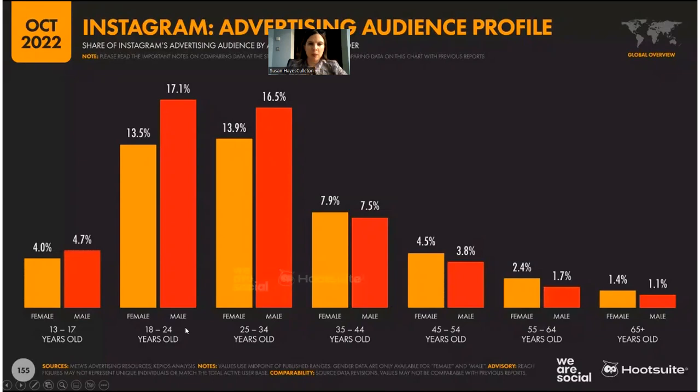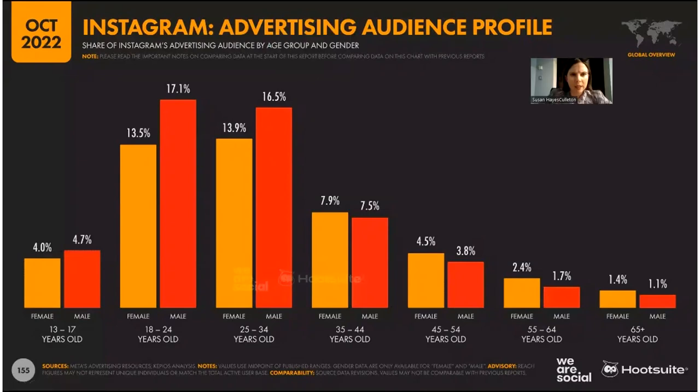This is the demographic. So 17.1% of men between 18 to 24 years are on Instagram, and this is the share of Instagram's advertising audience by age group and gender. Now, if I am correct, I am pretty sure this is global as well. 13 to 17, 4.7% male, 4% of females. And then when it gets to 25 to 34 years old as well, then we have obviously female and male. And then it starts to decline after that. So that is share of Instagram's advertising audience. So when businesses are trying to target this particular age group, you can now see where that money is going and where it's chasing. Of course, the engagement level for Instagram is very high around these age groups, and that's naturally why that happens. Okay.